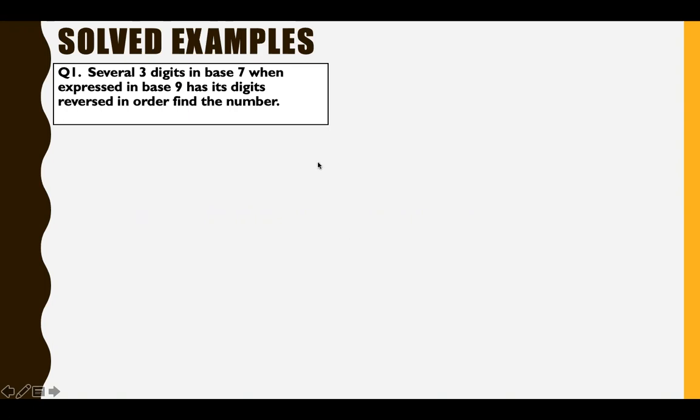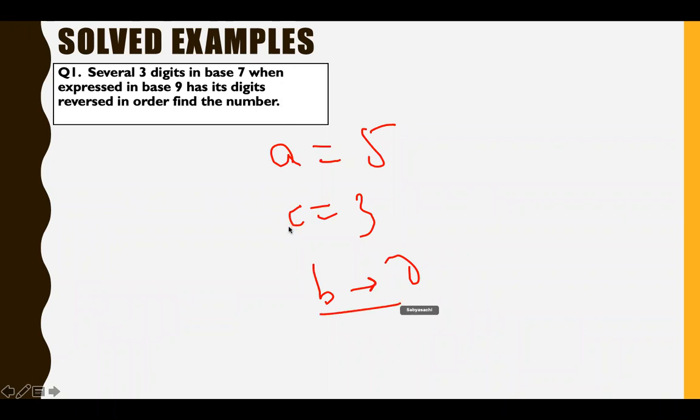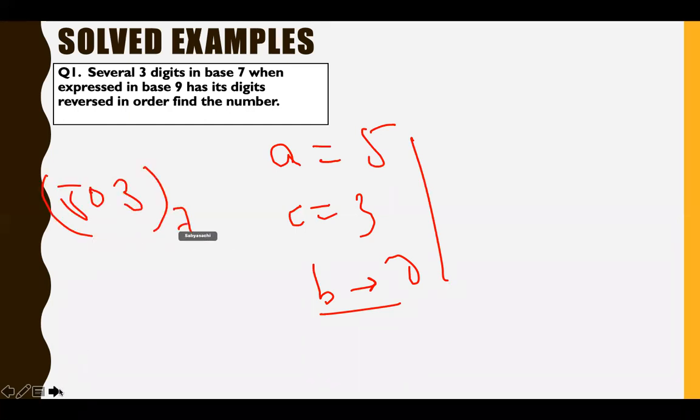Like we saw, 5C equals 3A. So A is 5, C is 3, B is 0. This is one of the solutions that's possible. So this becomes 503 in base 7. Now converting this to base 10, it becomes 248. This is the first answer.